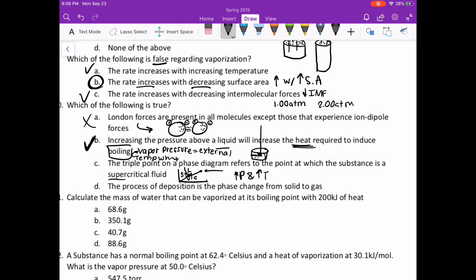Oh, and with C, if I increase the pressure and I increase the temperature, that's just referring to the units on the phase diagram. Once again, very sorry, no idea what happened here. So, let's move on.